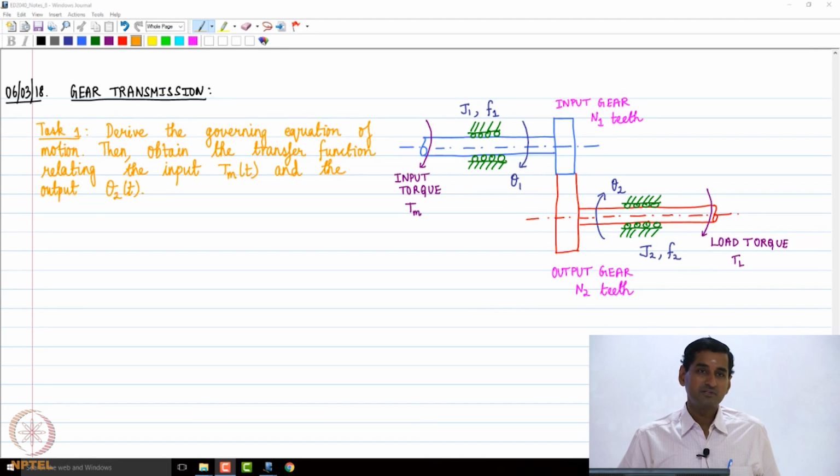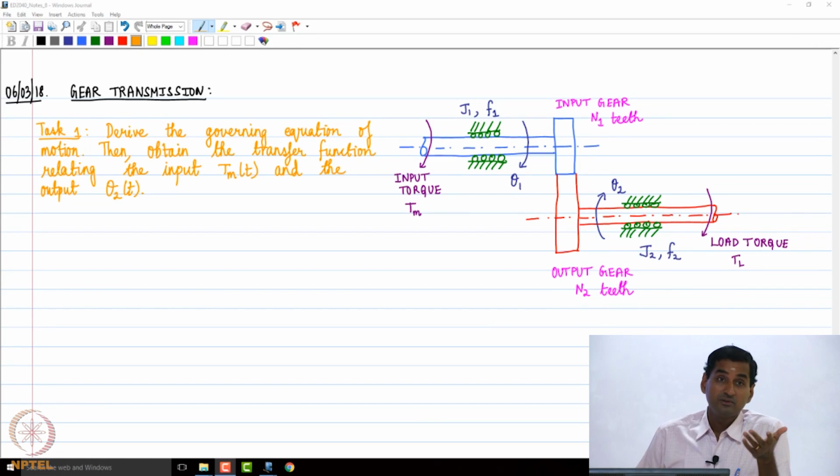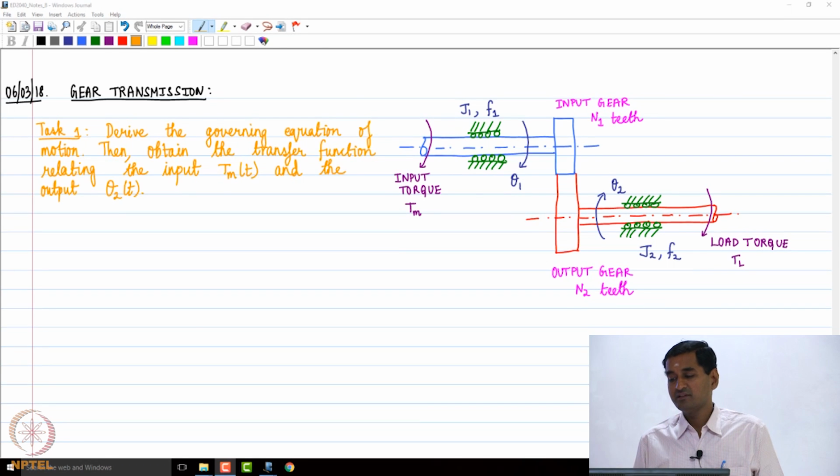Obviously the output is going to drive some load. For example, one could use this arrangement to drive the wheel of a vehicle. So let's say you have a wheel of a car which is loaded, so it will provide some resistance. That is a load torque. So we finally need to overcome the load torque and operate the output shaft at a desired state. So the first step is for us to derive the governing equation of motion.